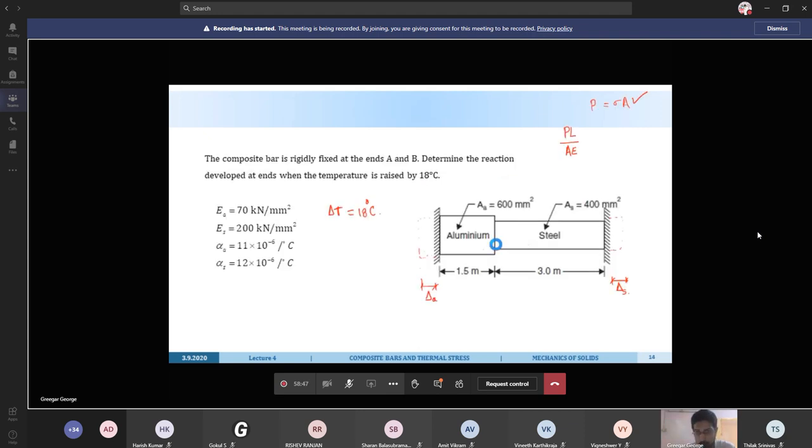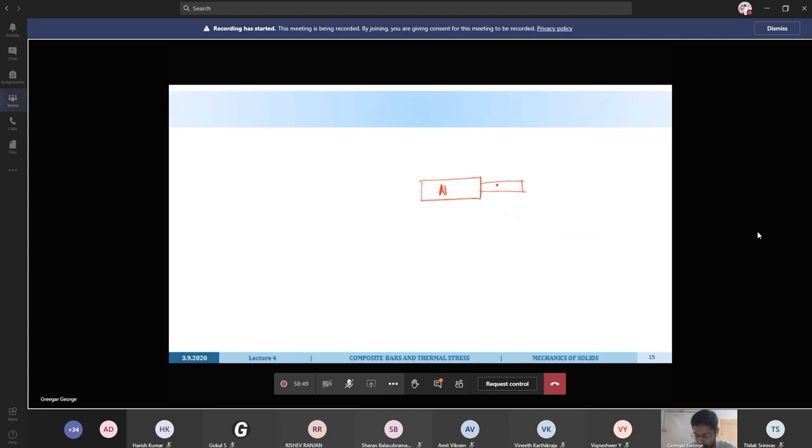So you have two members. One is aluminium, one is steel, and because of this increase in temperature, it tries to elongate. But there is a support at both the ends, and as a result, this elongation is not actually happening. So what is happening at the support? There is a reaction developed at the support.